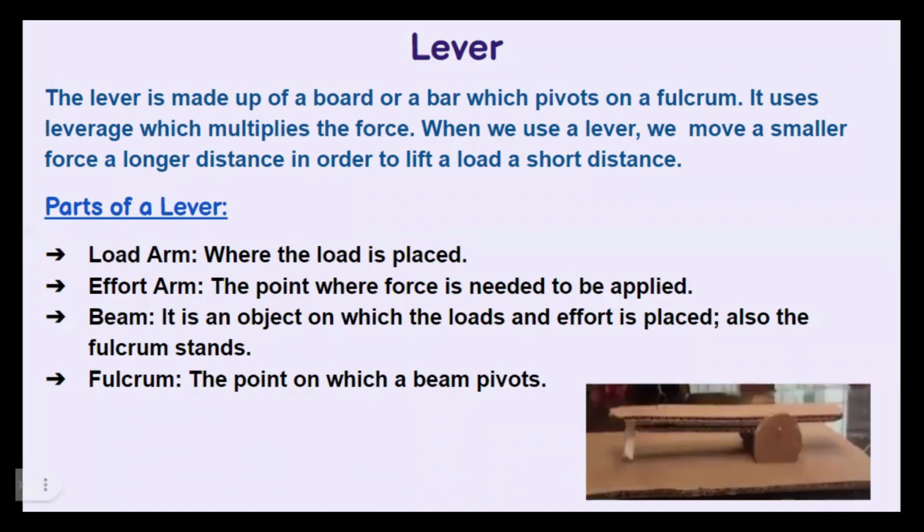There is a beam, which is a straight, inflexible object on which the loads and efforts are placed. Also, the fulcrum stands on this point. And lastly, there is the fulcrum, which is the point in which a beam pivots.